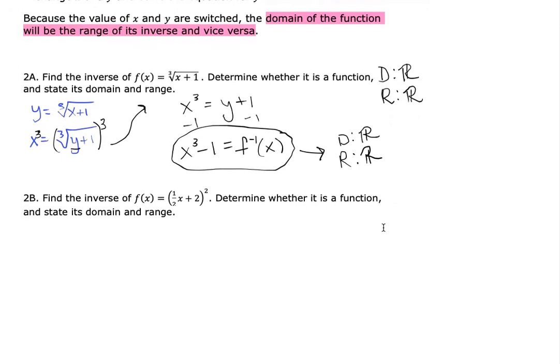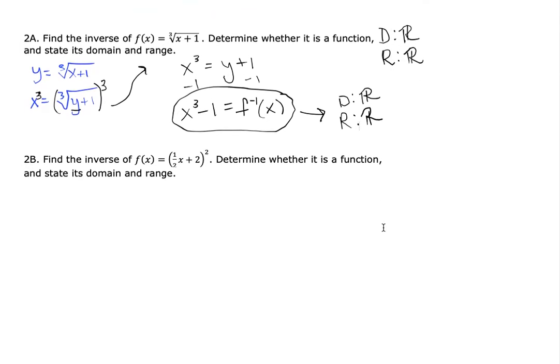Let's look at this other one here. It says find the inverse of this. So I'm going to rewrite it with a y. y equals 1/2 x plus 2, that quantity squared. And I think what I'm going to do first is write the domain and range, which I probably should have done for the other one anyway.